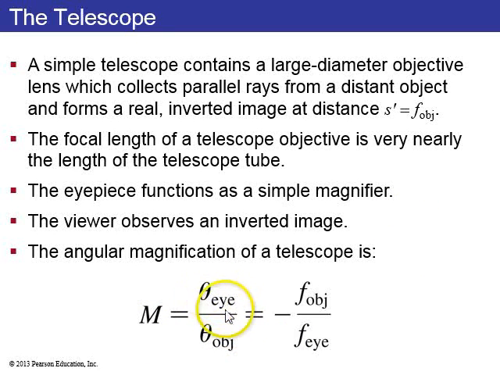In a simple telescope, the viewer looks at an inverted image, and the magnification, which is the angular size from the eyepiece divided by the angular size with no telescope at all, sometimes called theta objective, or the angular size as viewed by the objective lens, is equal to just the ratio of the objective lens focal length divided by the eyepiece focal length.